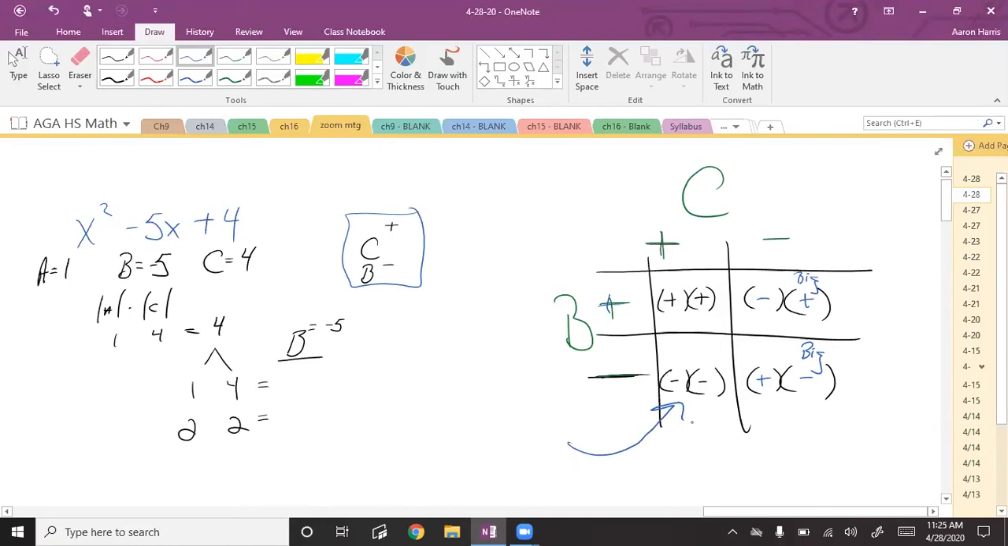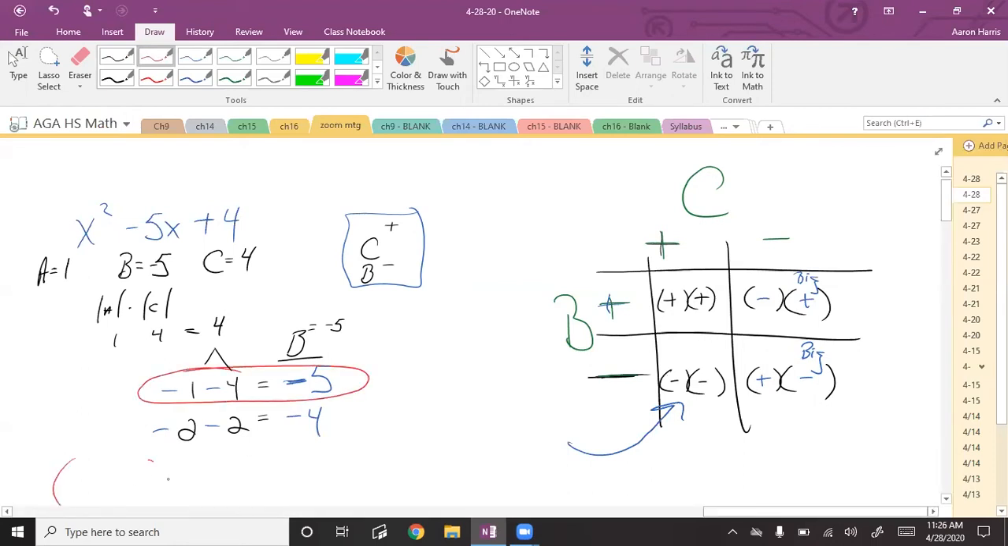So I get negative, negative, negative, negative. Negative 1 minus 4, negative 3. Wait. Same sign, add, keep the sign. So would it be negative 5? Negative 2 and negative 2, negative 4? Which one works? Negative 1, negative 4. Good.